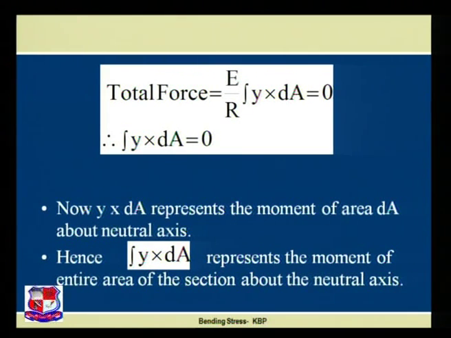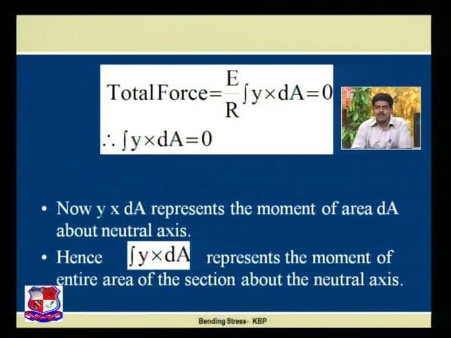E by R is constant, so only one term is remaining, means A into B is equal to 0. So either A part is 0 or B part is 0. Here A part, that is E by R, is non-zero because it is a constant term. So the only option remaining with us is that integration y dA is equal to 0. It is of big significance.